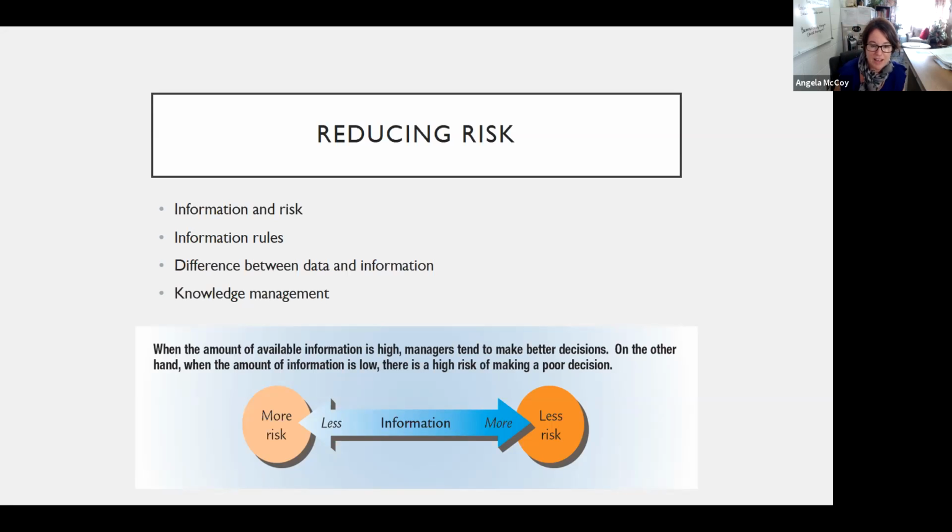As illustrated in this figure below, when the amount of available information is high, there is less risk. And when the amount of available information is low, there is more risk. Information, when understood properly, produces knowledge and empowers managers and employees to make better decisions.